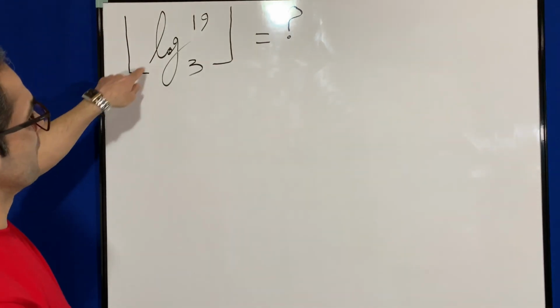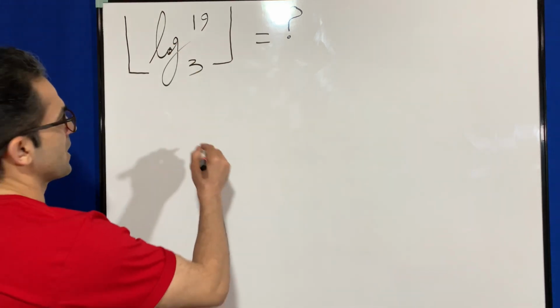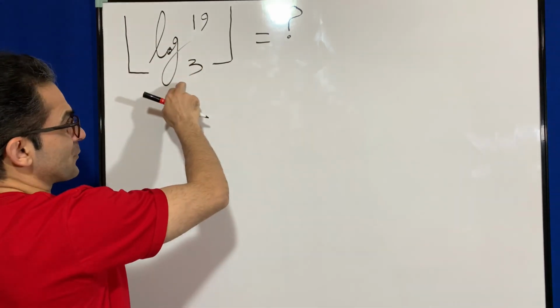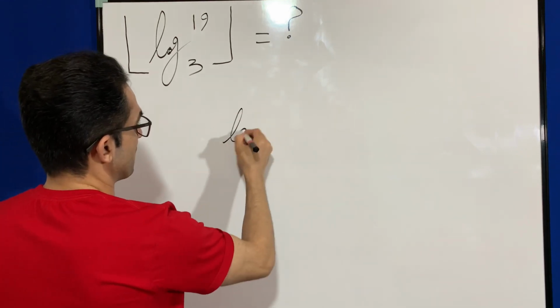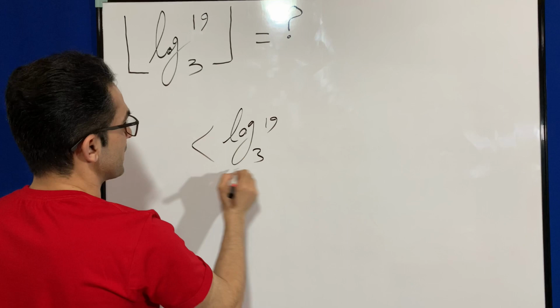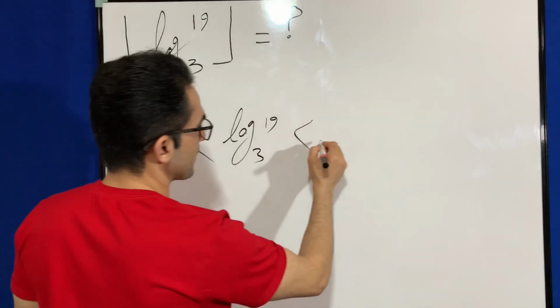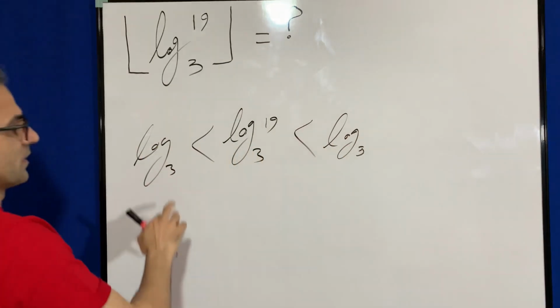All right, another example. The floor function of log base 3 of 19. As I said, I'm looking for two logs with the same base, that log base 3 of 19 is between them. I write like this. Log base 3 of 19 is between log base 3 of something and log base 3 of something.